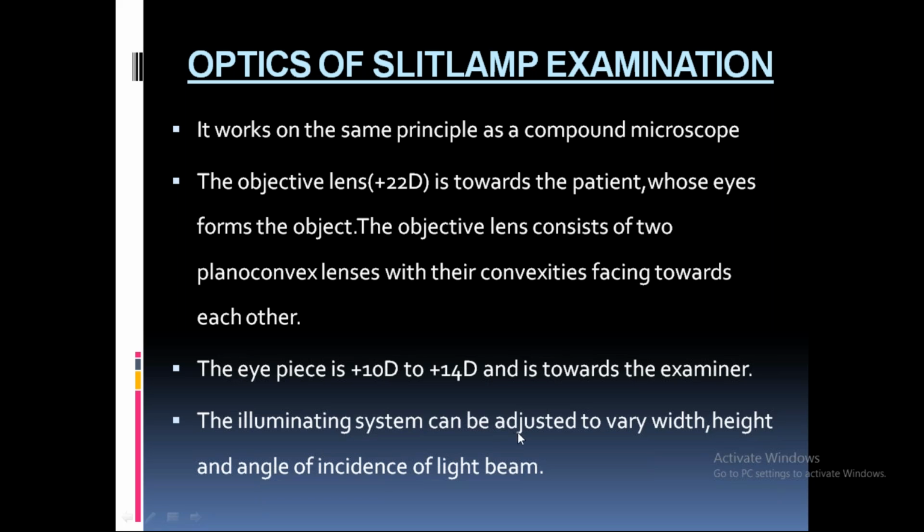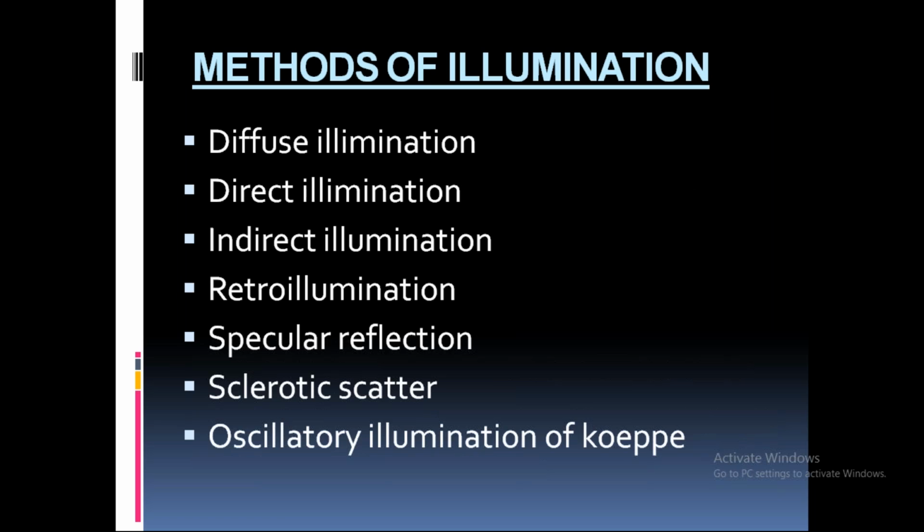The illumination system can be adjusted to vary the width, height, and angle of incidence of the light beam. The objective lenses are plus 22 diopters, and the eyepieces vary from plus 10 to plus 14 diopters. The objective lens is towards the patient and the eyepiece is towards the examiner. This is the optics of slit lamp examination.